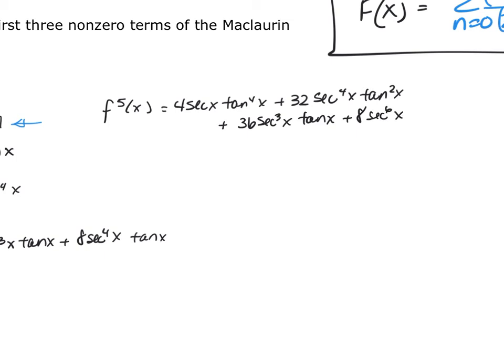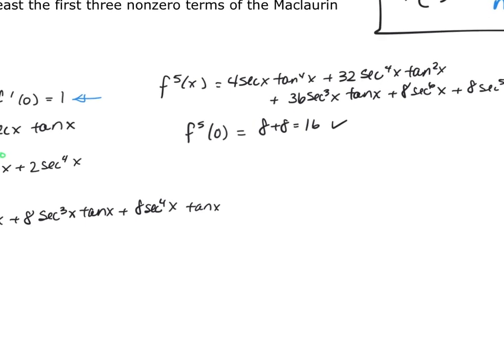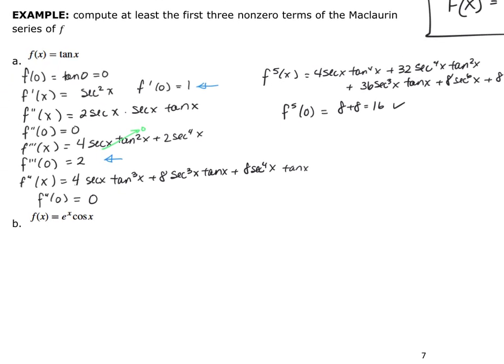Ooh, nice. I now know I'm going to have at least 1 secant to the fifth x. When I evaluate the fifth derivative at 0, everything that has a tangent will go to 0. So I end up with just 8 plus 8, which is 16. And I finally have another term, my third term, in fact, that does not go to 0. So where am I? Well, I'm in the land of derivatives, and it was like the best we've ever had.